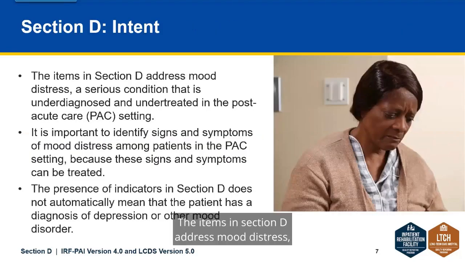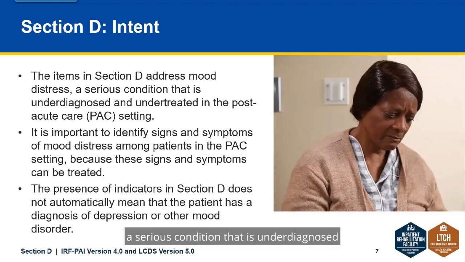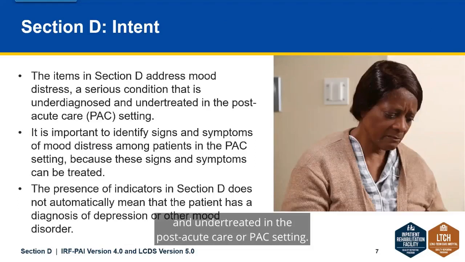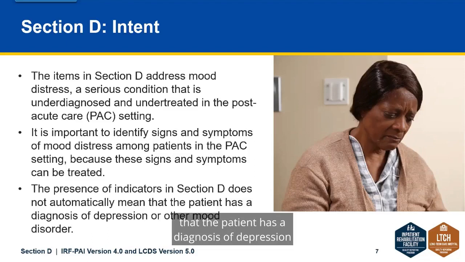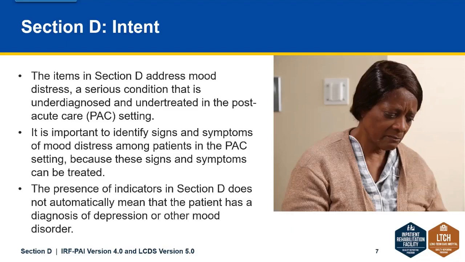The items in Section D address mood distress, a serious condition that is underdiagnosed and undertreated in the post-acute care or PAC setting. It's important to identify signs and symptoms of mood distress among patients in the PAC setting because these signs and symptoms can be treated. Now, something to remember, the presence of indicators in Section D does not automatically mean that the patient has a diagnosis of depression or other mood disorder.